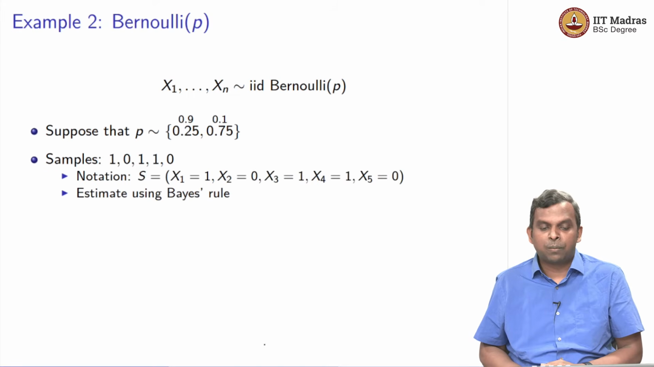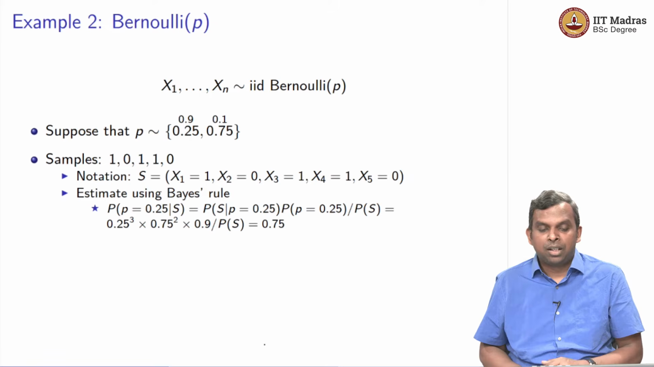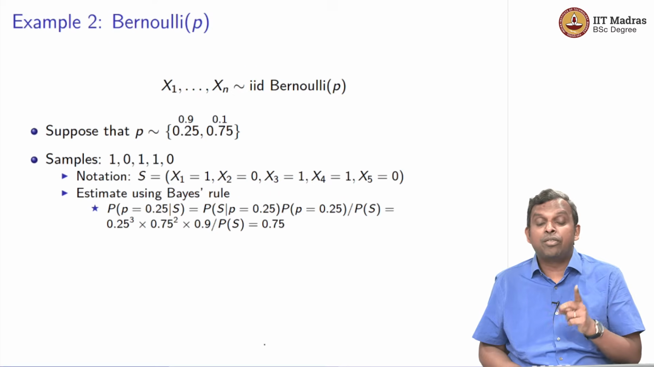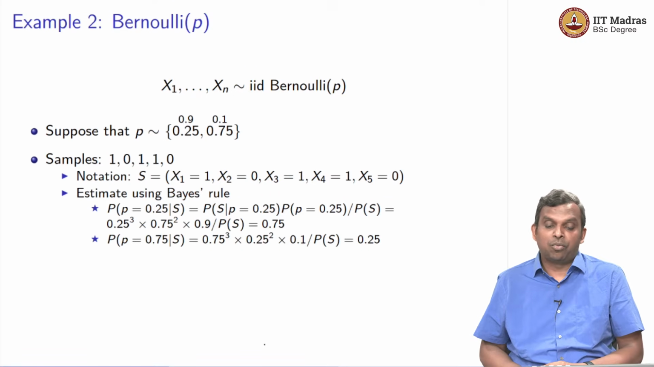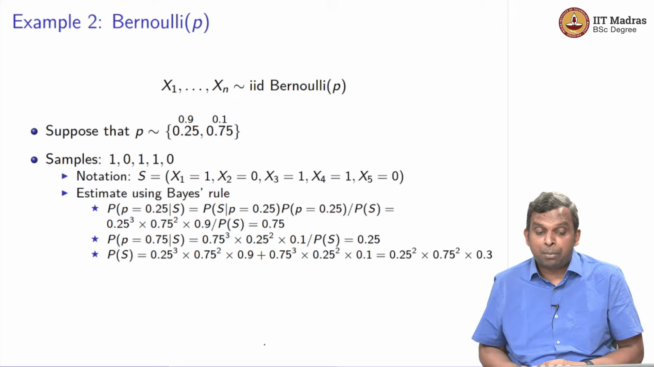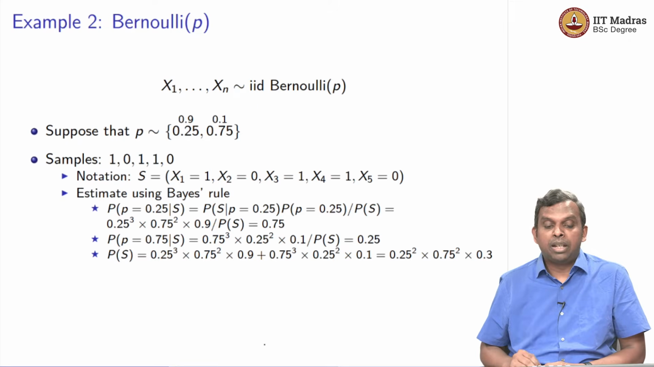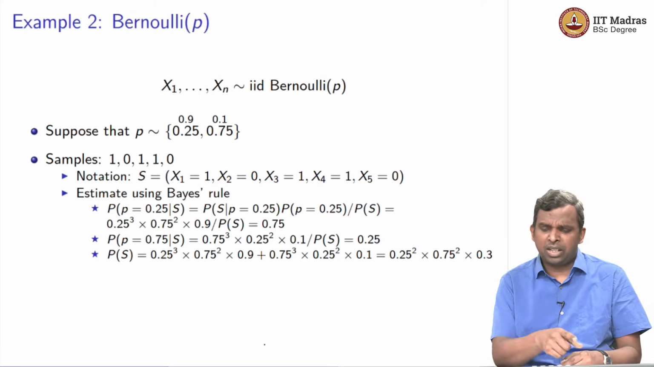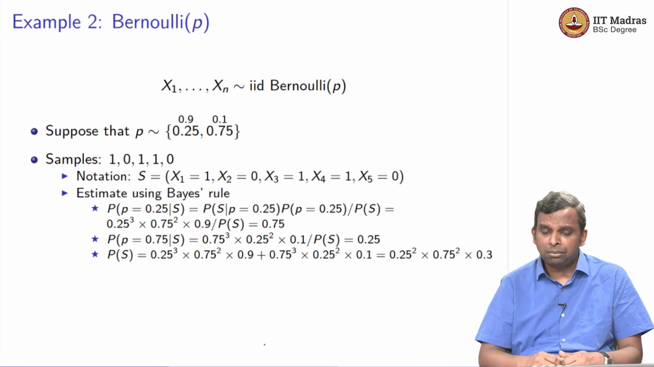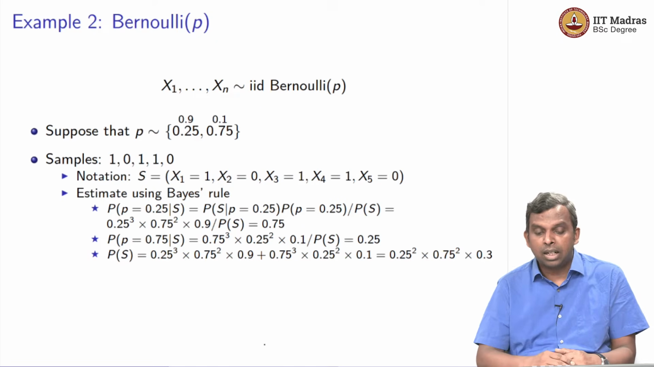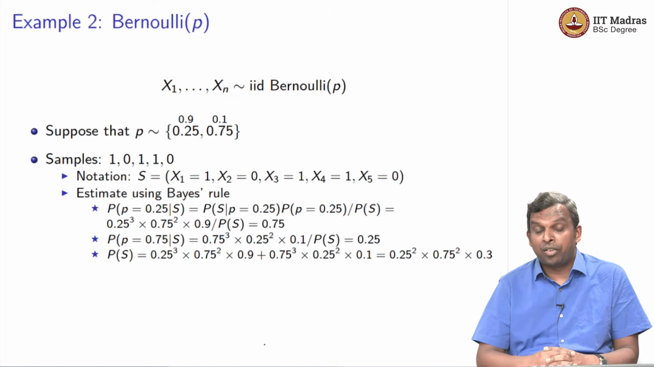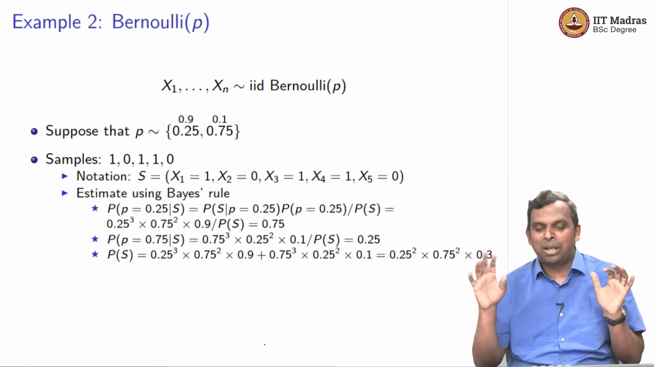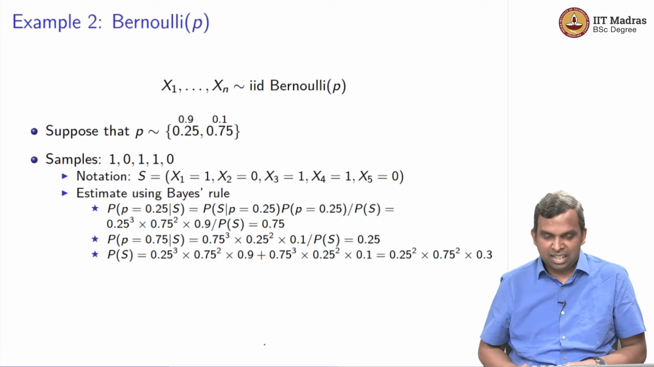Same notation as before. We estimate using Bayes rule. You do the same calculation, you will now get probability that P equals 0.25 given S to be equal to 0.75, and probability that P equals 0.75 given S to be equal to 0.25. Okay, so notice how the probabilities have switched. You can check this calculation out. You can see that this is how it works out, and probability of P equals 0.25 given S suddenly became 0.75. So because I changed the distribution for P, the probabilities are changing around here.